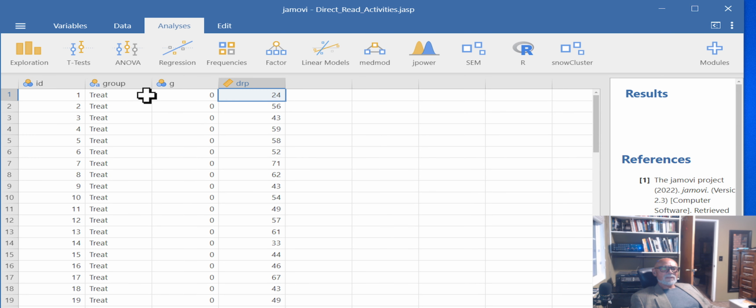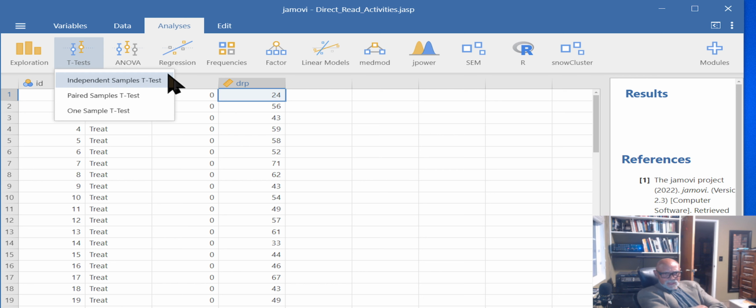So now we have a dependent variable, that's the variable we want to explain, and the variable that we want to use to try to explain it will be if the student got the treatment or not. Now, this time we're going to go to analysis and T-tests. And you'll notice there are three options.